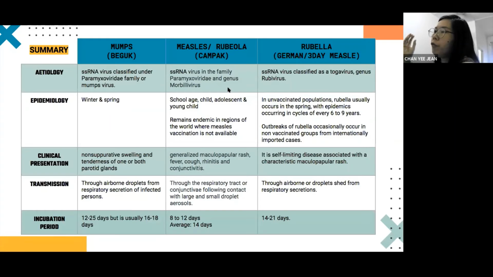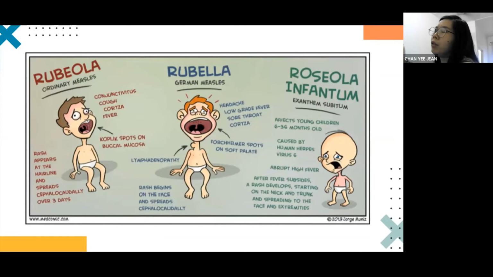Measles: fever, day 3, day 4, rash popped out, kids feel miserable. Right? The other symptoms are still there. That's why the kids are still miserable. And then also the distribution of rash. If rosella infantum, it starts from the trunk, goes everywhere else. If it's measles, cephalocaudal, isn't it? Head all the way down.